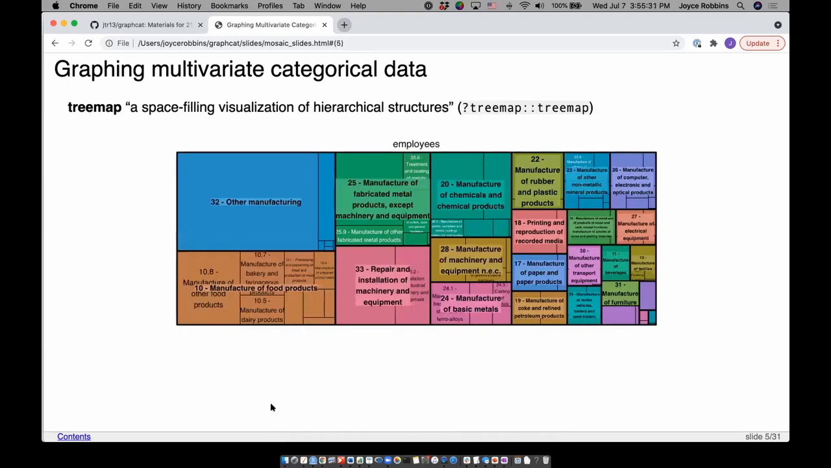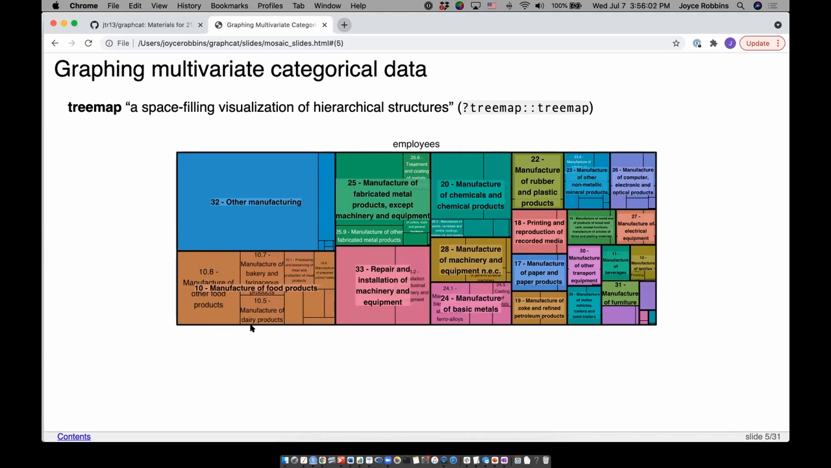I want to contrast a mosaic plot with a tree map. These are often confused because these are both space-filling visualizations. There's no white space other than perhaps some borders, but not within the plot itself. A tree map, though, shows hierarchical data. So here, the employees are divided first into a high-level category, and then within each high-level category, indicated by the fill color, it's broken down further into subcategories and then sub-subcategories, et cetera. So it shows something completely different.